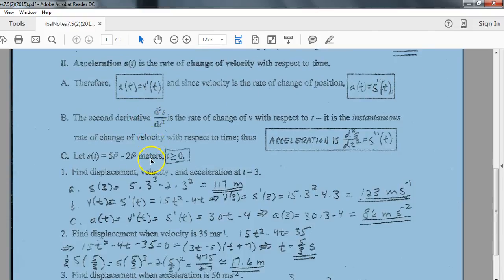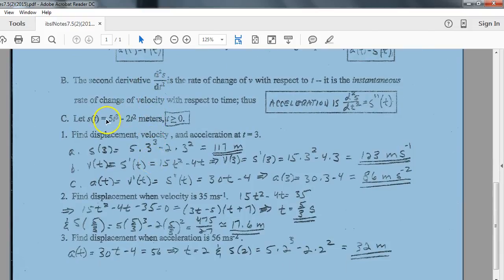So if you look at this one that you're seeing right here, for this part C, where you've got 5t to the third minus 2t squared, it's going to ask you all of these. So this is a good question, so you can see it all put together. So the displacement at 3 seconds. Remember, displacement's the original function. That's our position function. So if I just sub in a 3 for time, I can see the distance that was traveled over 3 seconds.